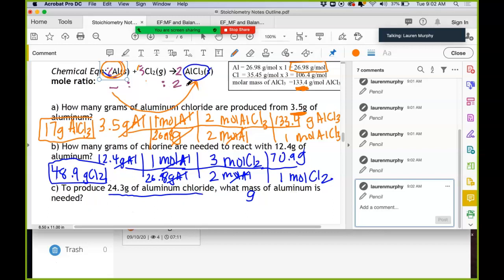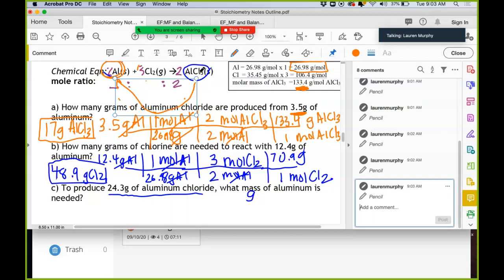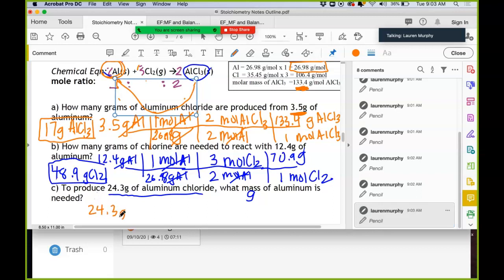So the first thing you do, I have to travel. I'll call it the stoichiometry train. So I got to travel on this train to go backwards from aluminum chloride to aluminum. If I want to make this much aluminum chloride, how much aluminum do I need? So like if I want to make this many cookies, how much of this ingredient must I have to make this many cookies? It's that same concept, but unfortunately we're not making cookies, we're making chemicals. Okay, so first thing you do is always write down what I gave you, 24.3 grams of aluminum chloride.